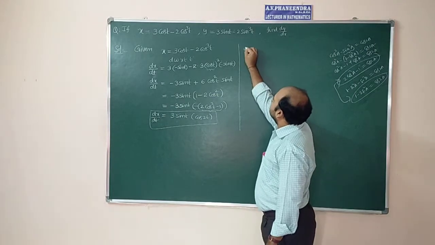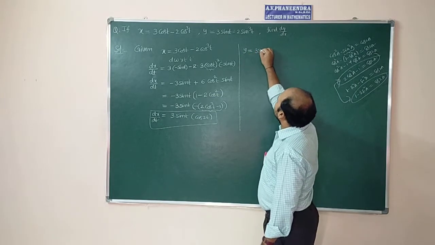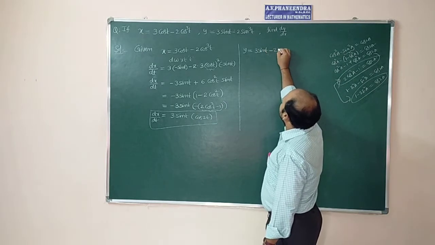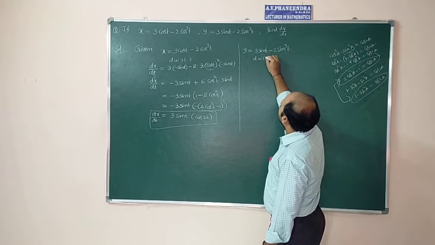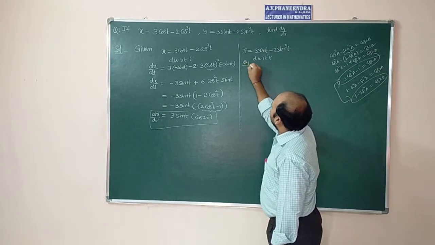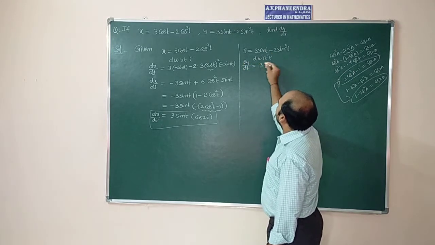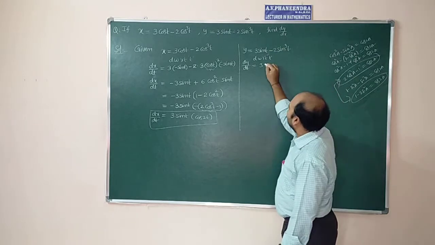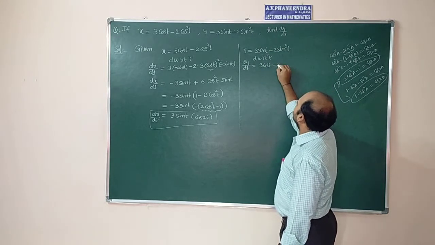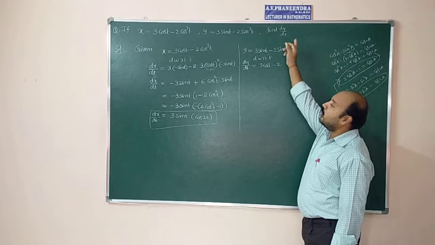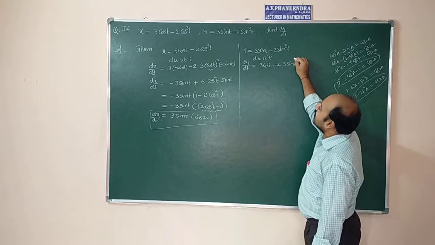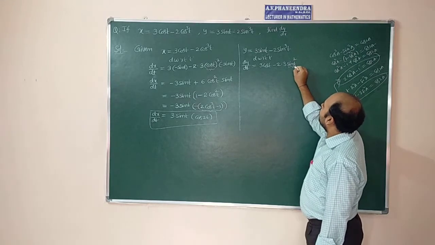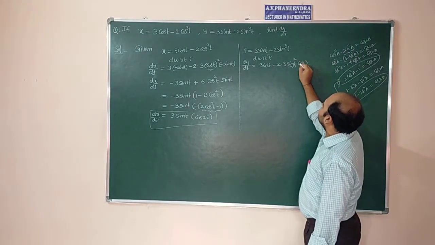Next, consider y is equal to 3 sin t minus 2 sin cube t. Differentiate with respect to t. dy by dt is equal to 3 into the derivative of sin t, which is cos t, minus 2 into d by dt of sin t whole power 3, which is 3 into sin t whole power 3 minus 1, that is 2. Again sin t we have to differentiate. Sin t derivative is cos t.